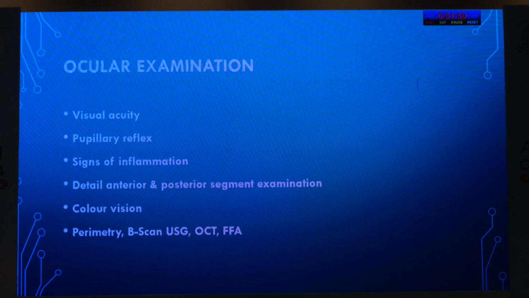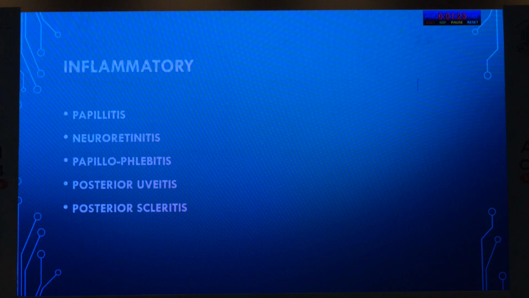Then ocular examination we have already discussed. Pupillary reflex and visual acuity are very, very important to rule out optic neuritis, AION, like that. And signs of inflammation we must look for. Color vision, these are there. And as we discussed a lot about OCT, CT scan and MRI of the brain, perimetry, B-scan, OCT, these are very, very important tools in differentiating various disc edemas.